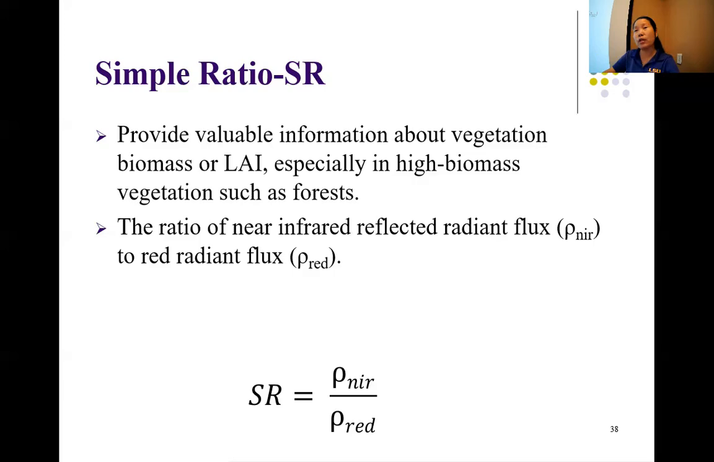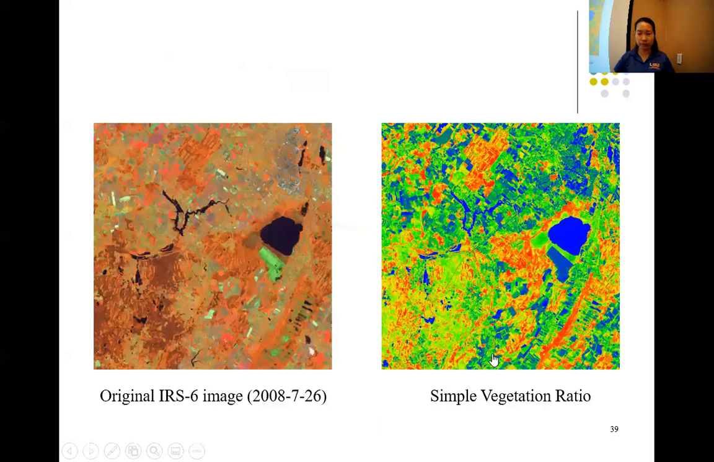After you do the radiometric correction and also the atmospheric correction, these are the two main steps for standard Landsat pre-processing. After these steps, you can use this equation directly, using the near infrared band divided by the red band. This is the simple ratio method.